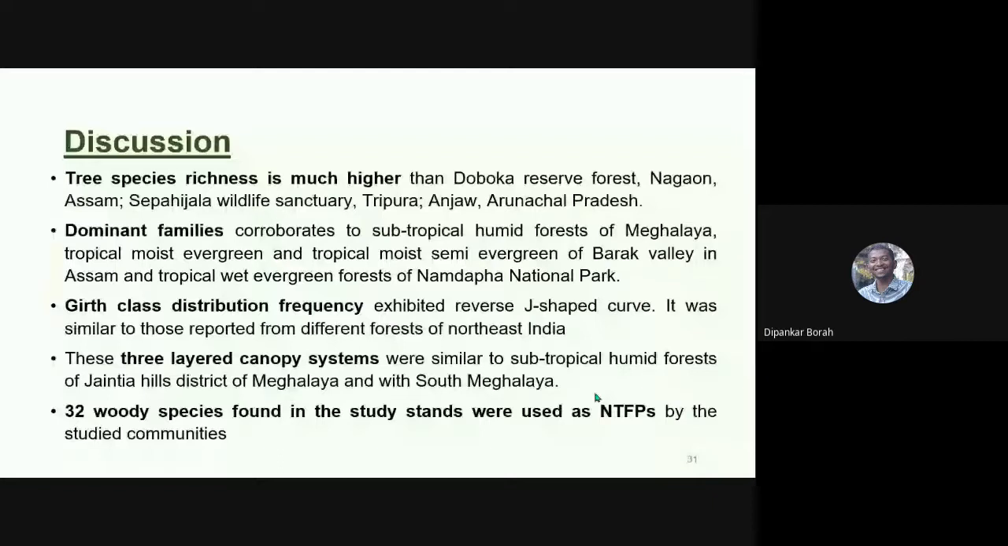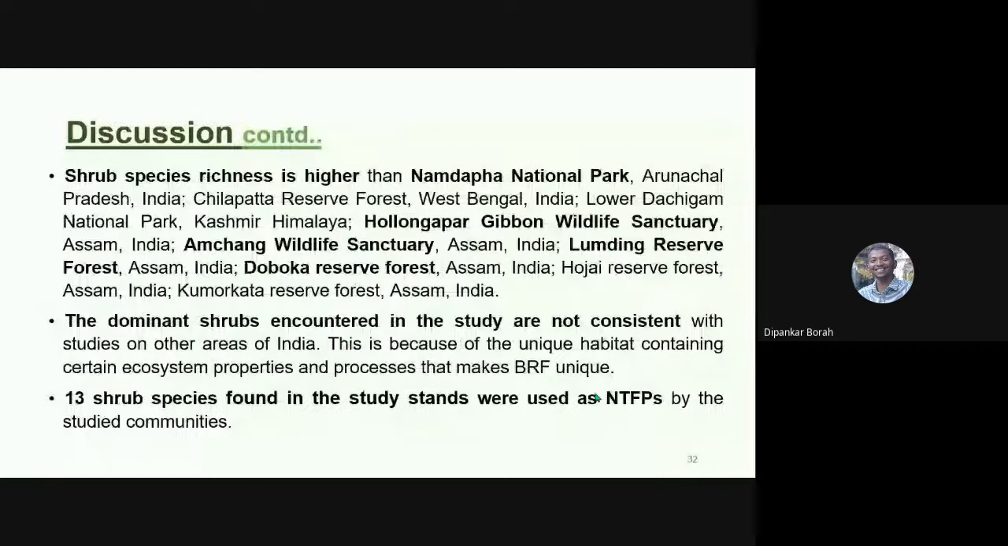32 woody species found in the study stands were used as NTFPs by the studied communities. Shrub species richness is higher than Namdapha National Park, Hollongapar Gibbon Wildlife Sanctuary, Amchang Wildlife Sanctuary, Doboka Reserve Forest, etc. The dominant shrubs encountered in the study are not consistent with any other studies of the area. This is because of the unique habitat containing some ecosystem properties and processes that makes BRF unique. 13 shrub species found in the study stands were used as NTFP by the studied communities.